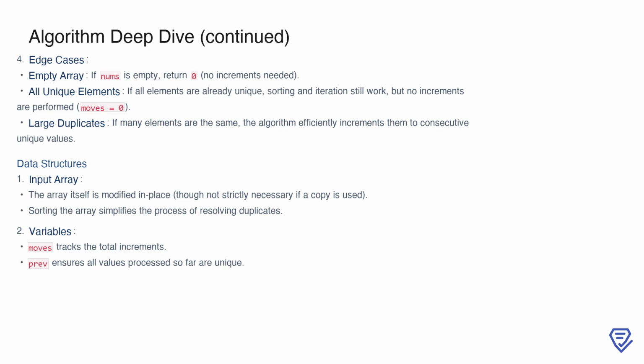Additionally, the algorithm modifies the array in place, which reduces space usage, though it's also possible to work with a copy of the array if immutability is required. The variables moves and previous are the only additional memory used, keeping the space complexity low.